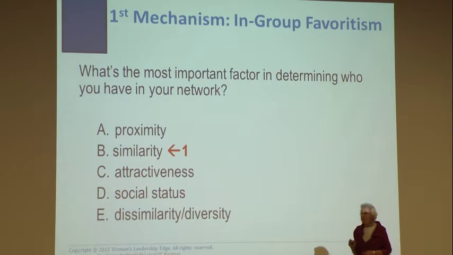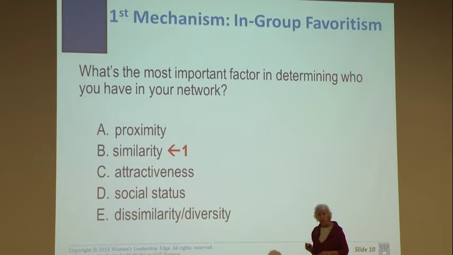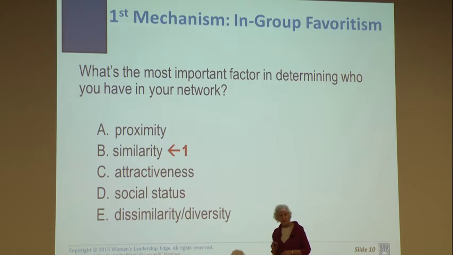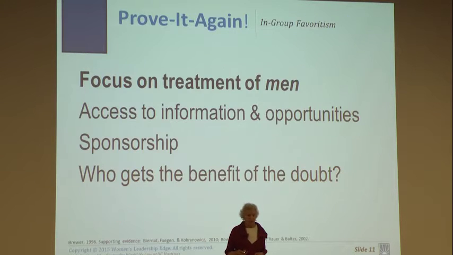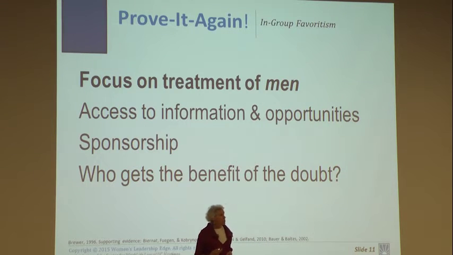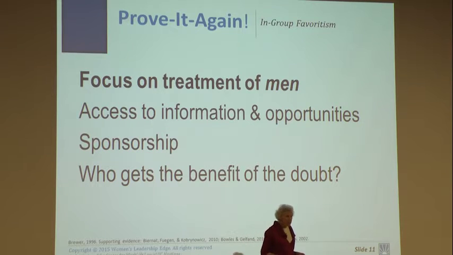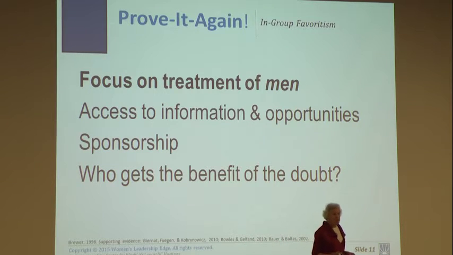Now, where you have an industry that's typically been dominated by a particular demographic group, this social network effect translates into in-group favoritism for a very specific group. This is really important because so much of the gender bias literature focuses on the treatment of women, but the action is on the treatment of men. So the in-group favoritism effect has impacts on access to information and opportunities, on sponsorship, and on who gets the benefit of the doubt.